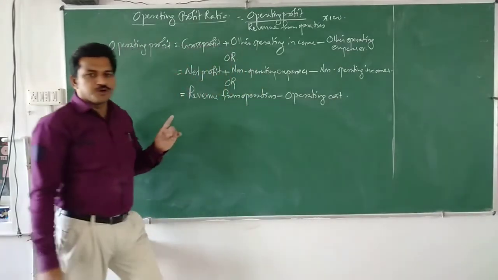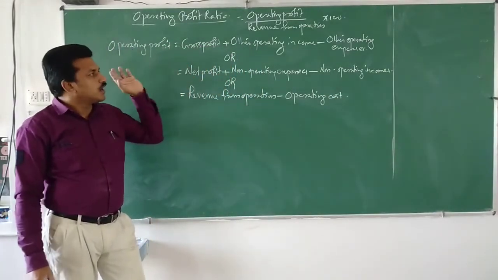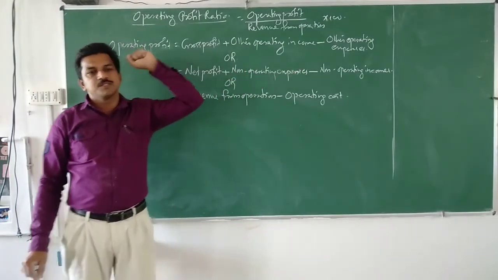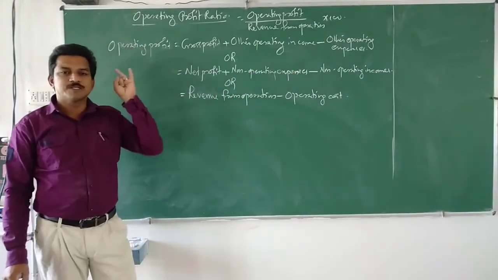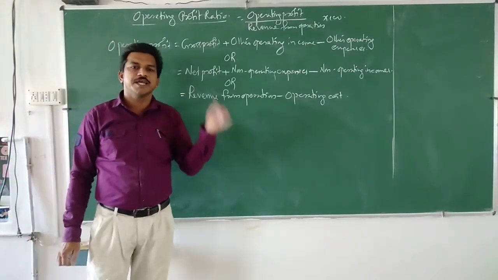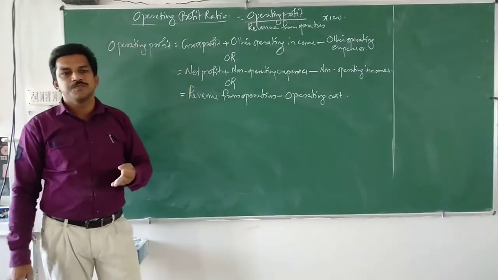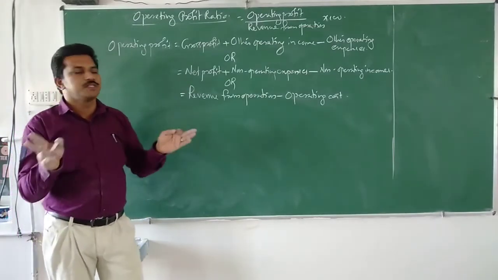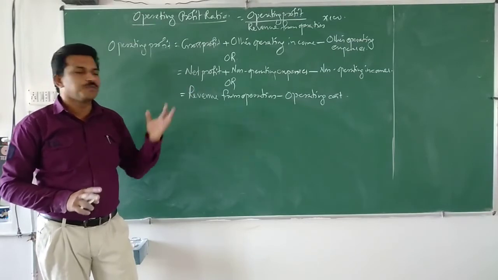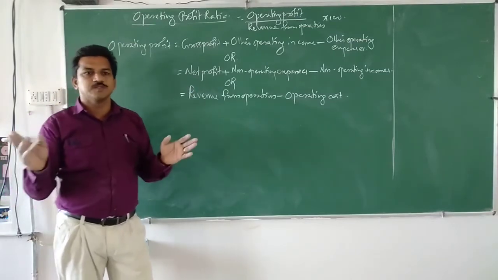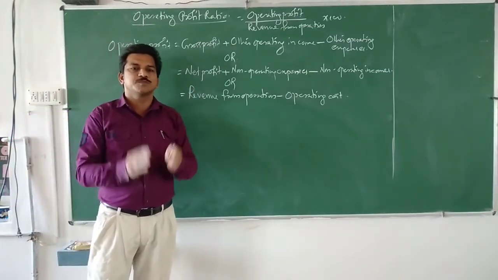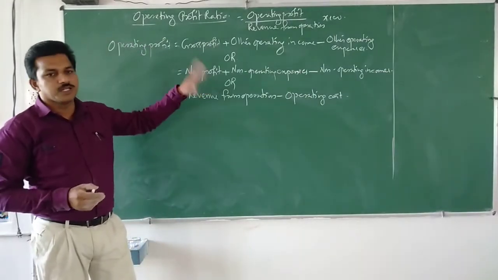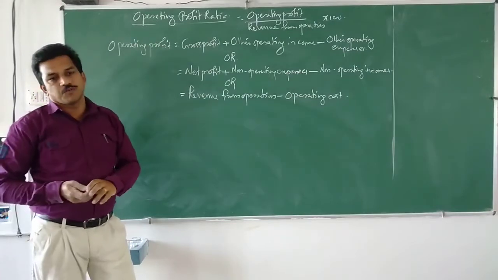Operating costs, we know what it is. Here we have other operating expenses. That means employee benefit expenses, administration expenses, selling and distribution expenses, depreciation, and other operating expenses. All these things together are called operating expenses. That means all the business related expenses shown in the profit and loss will be deducted from sales to get the operating profits.